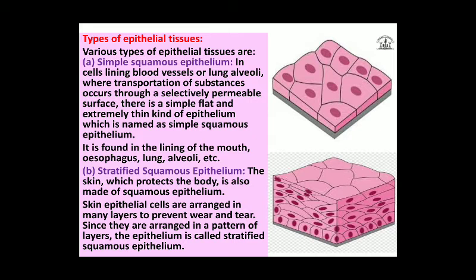So first thing is a simple squamous epithelium, and next is the stratified squamous epithelium, and then columnar, cuboidal, as well as glandular epithelium. Okay, so we'll just study one by one and how these tissues work. So first we'll go for simple squamous tissues, as well as stratified squamous tissues.